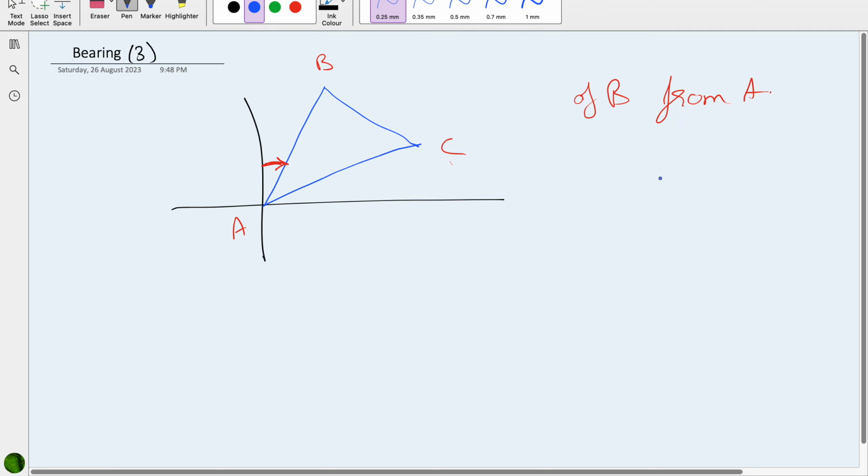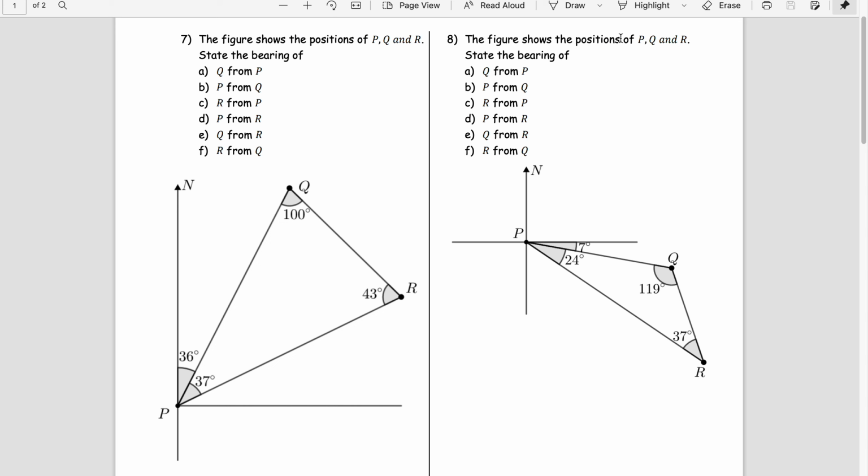And if he asks you about bearing of A from B, you first draw this north sign on B, and this complete angle is your answer. So it will depend on the shape. You'll find the missing angles and then find the bearing clockwise. Let's move on to some practice questions.